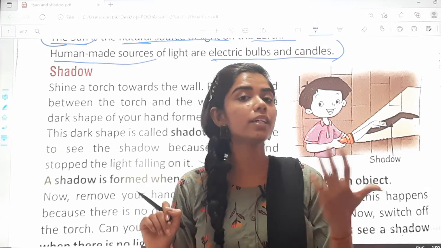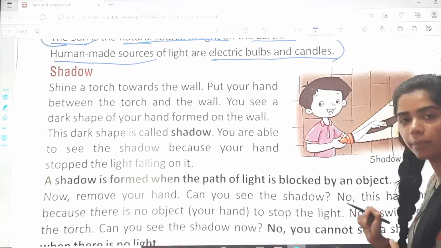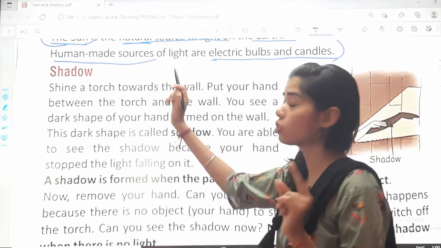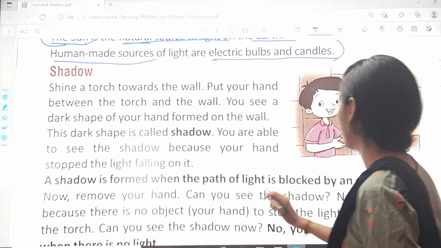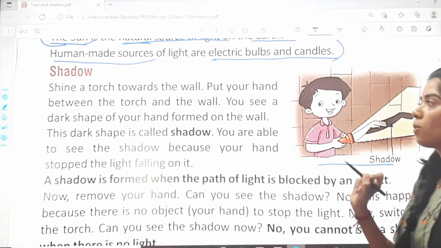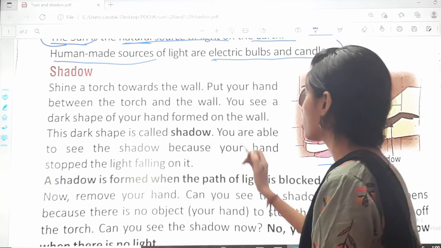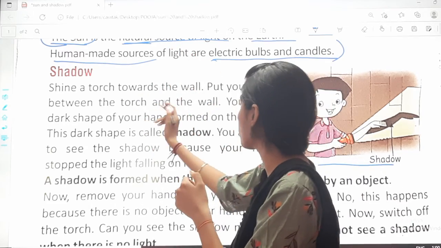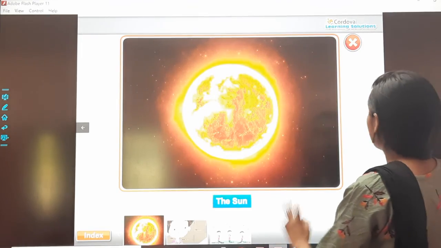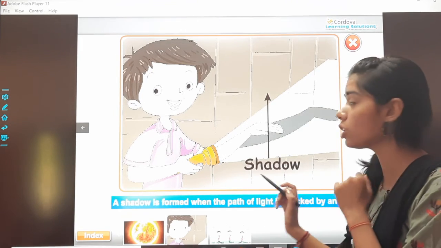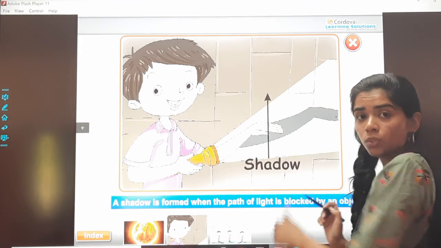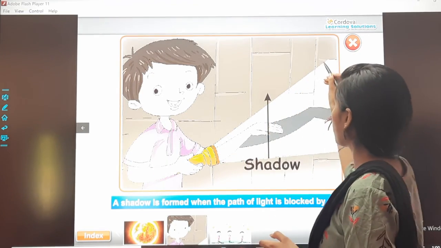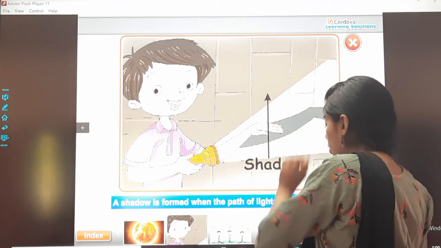What is the next topic? Shadow. So let's read about it. See, there is a small experiment. Shine a torch towards the wall, like this child is doing. Put your hand between the torch and the wall. See over here. Shine a torch on the wall. Put your hand, you have to put it between this torch and this wall.